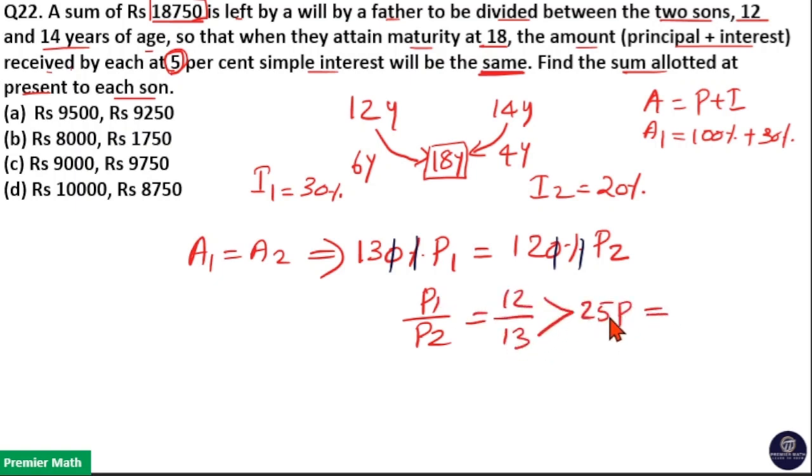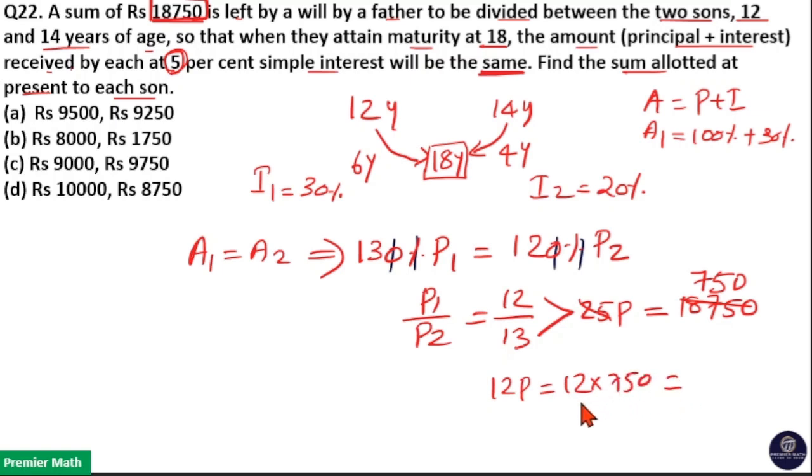This 25 parts is equal to 18,750 in the question, because the principal for the first son and second son will be equal to 18,750. Now 25 goes 7 times in 187, remaining is 12. So 25 goes 5 times in 125, remaining is 0. So 1 part is equal to 750, means 12 parts is equal to 12 into 750.